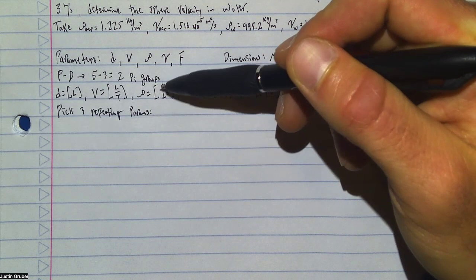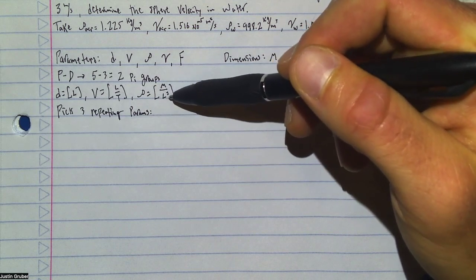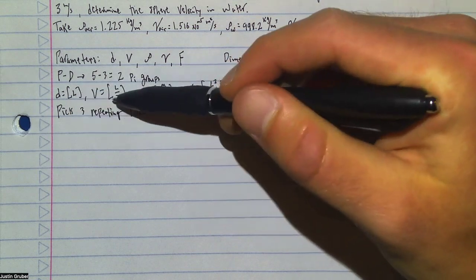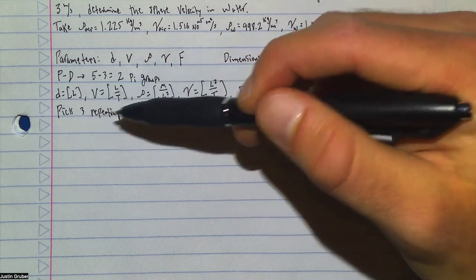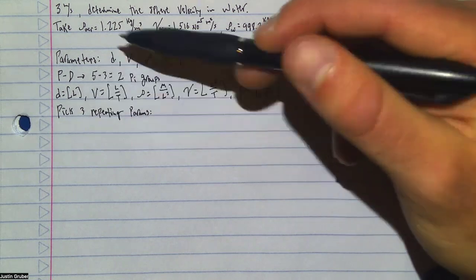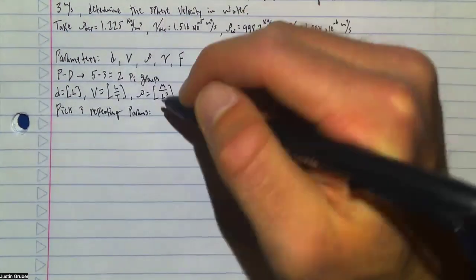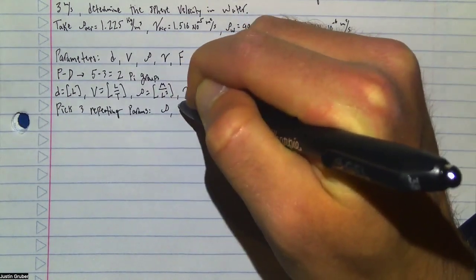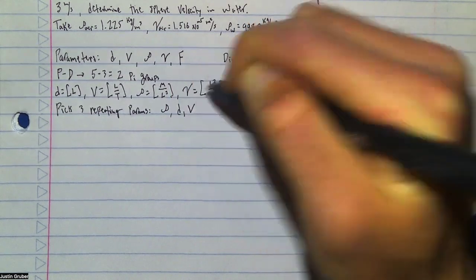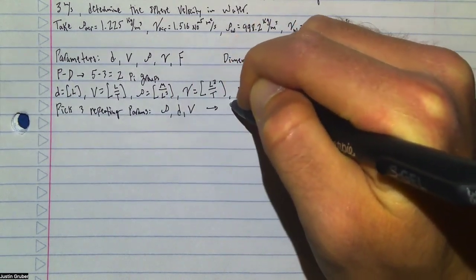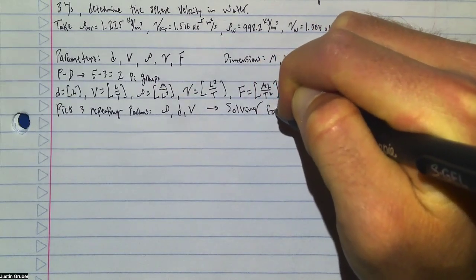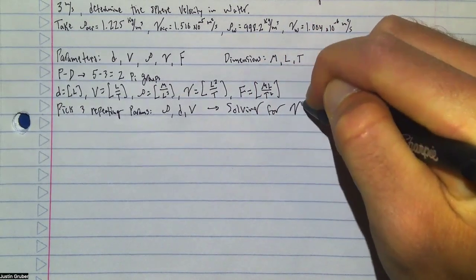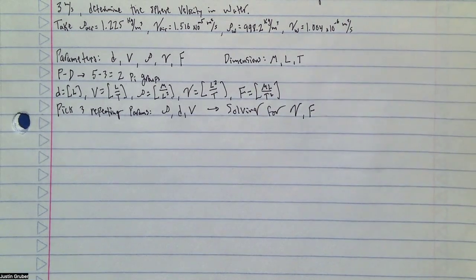And then rho, you've got an M and an L cubed in the bottom. Well, neither of these other two have an M. So perfect. No combination of these three can make themselves non-dimensional. So boom, let's put those: rho, D, and V. Right. And so now we're going to be solving for our kinematic viscosity and F.